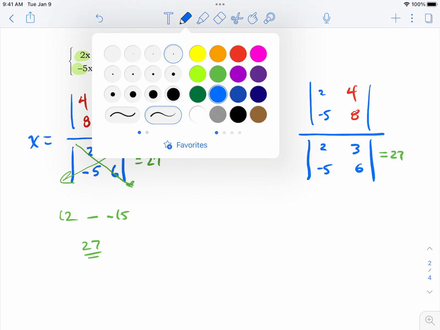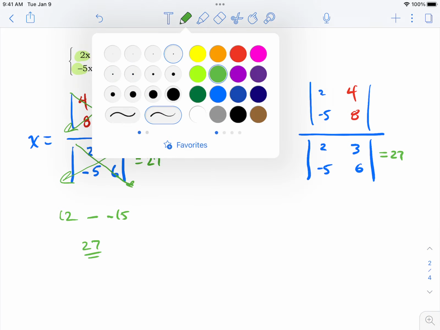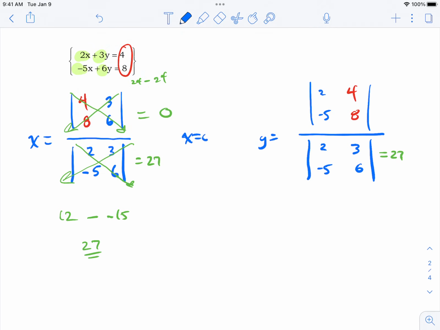Now we need to evaluate those two determinants. So this one, I'm just going to try to fit it in up here. 4 times 6 is 24. Minus 3 times 8 is 24. How do you like that? We got 0. Okay, I'm just checking myself right here. It is what it is. X is 0, folks. 0 over 27 is 0. How do you like that?